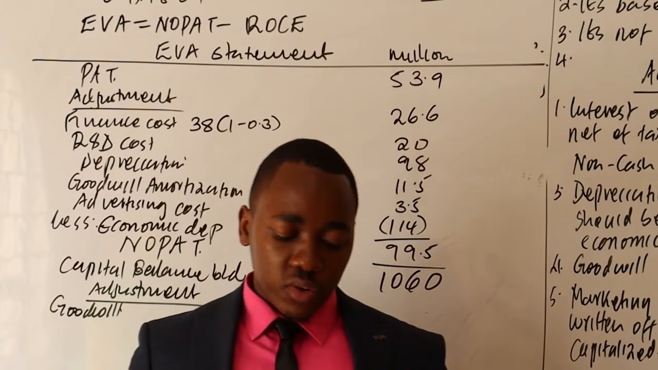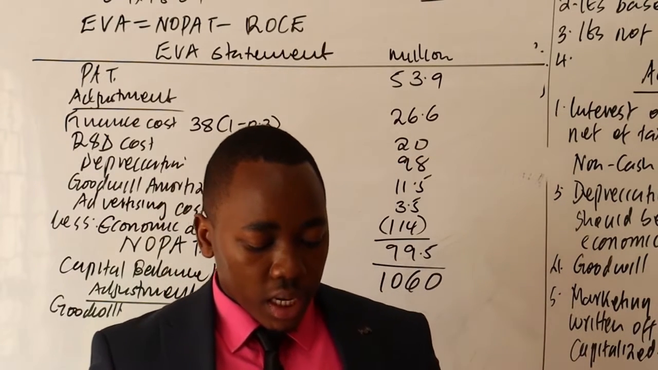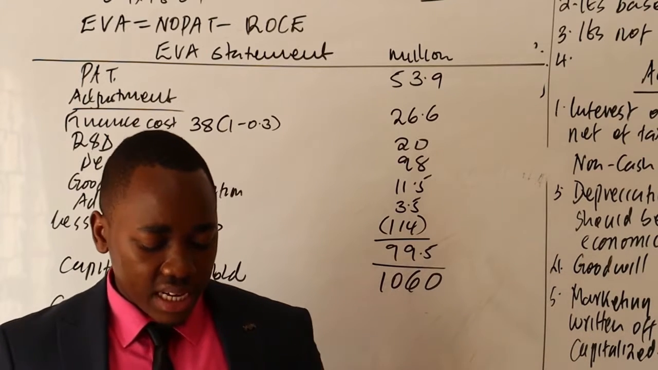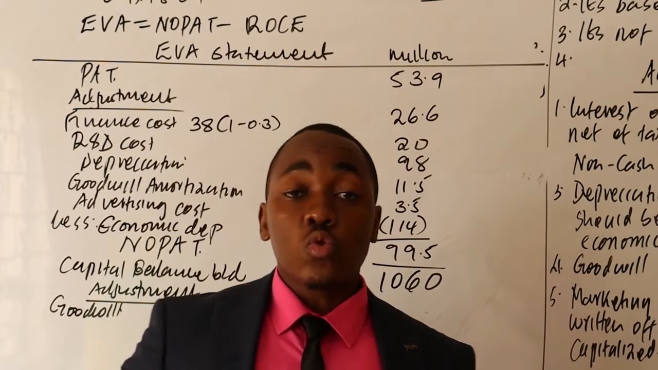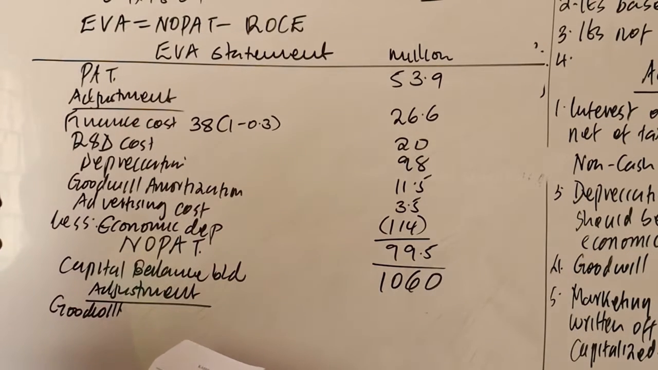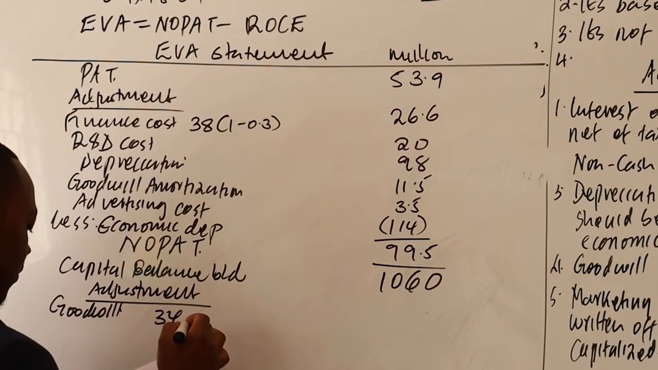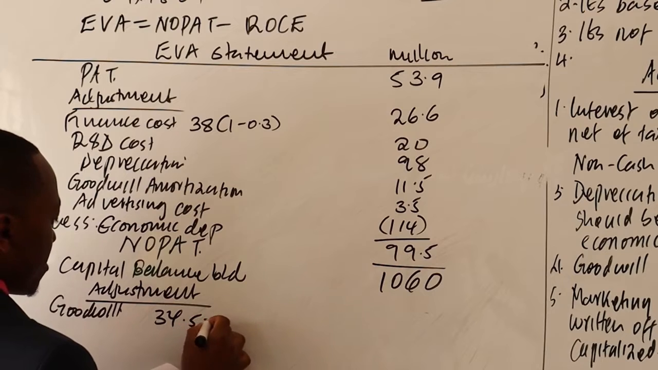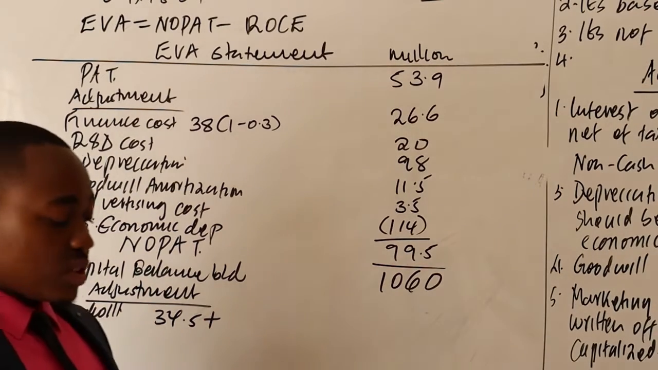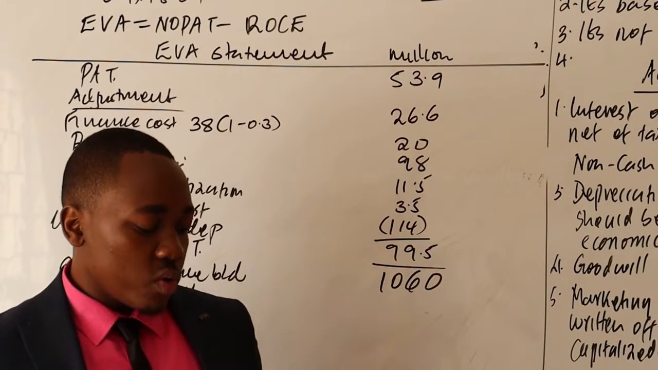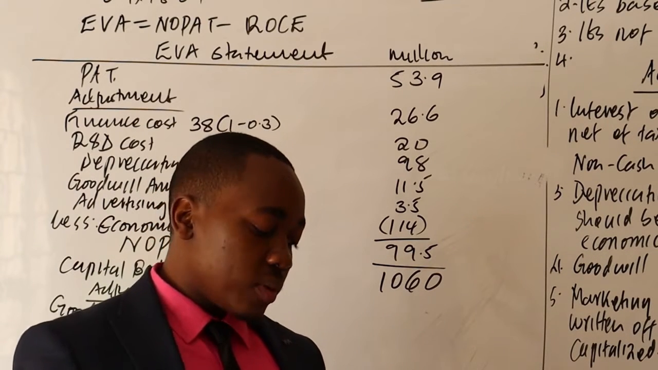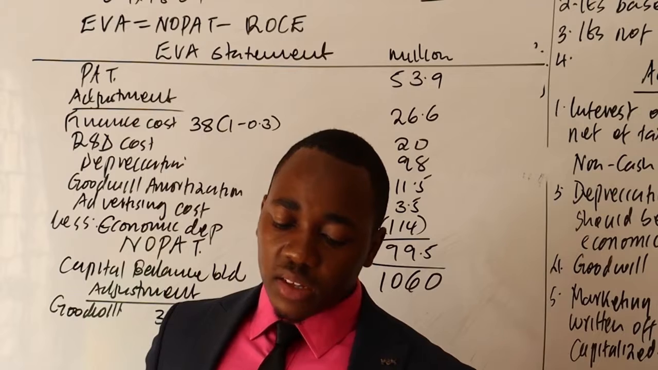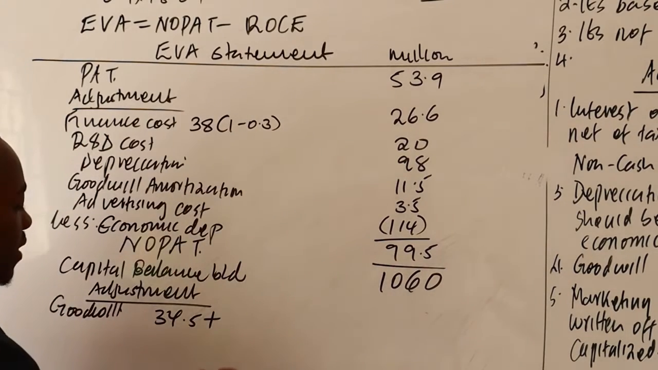Let's go back. At note number 4, you are told that goodwill written off in previous years amounted to 34.5. Plus, let's go back to note number 3. We have goodwill amortized, that was the goodwill amortized during the year, and it was 11.5.